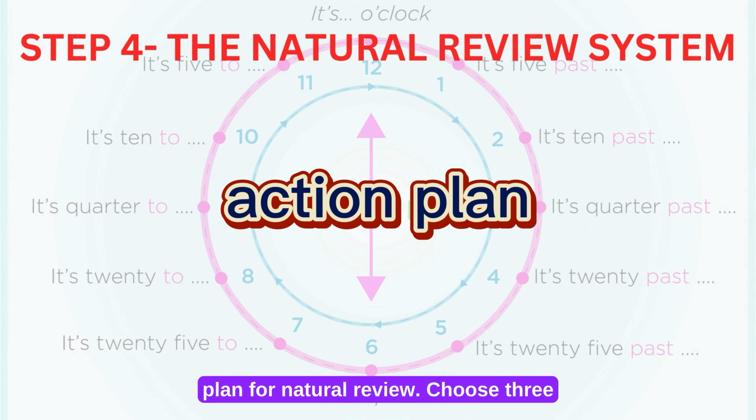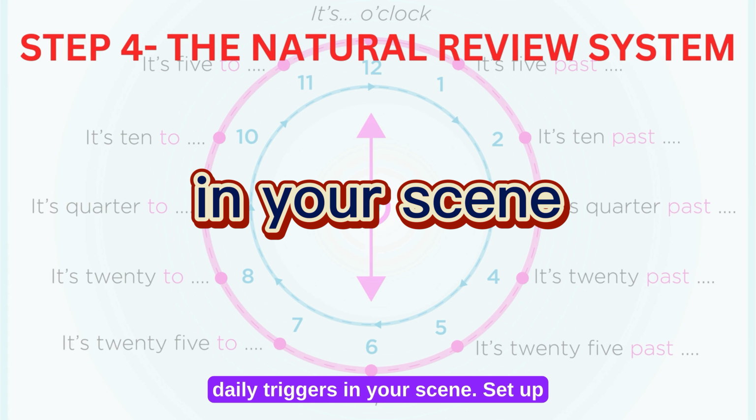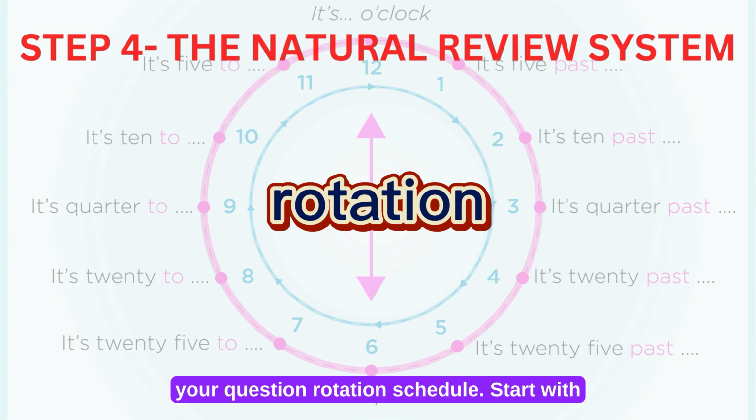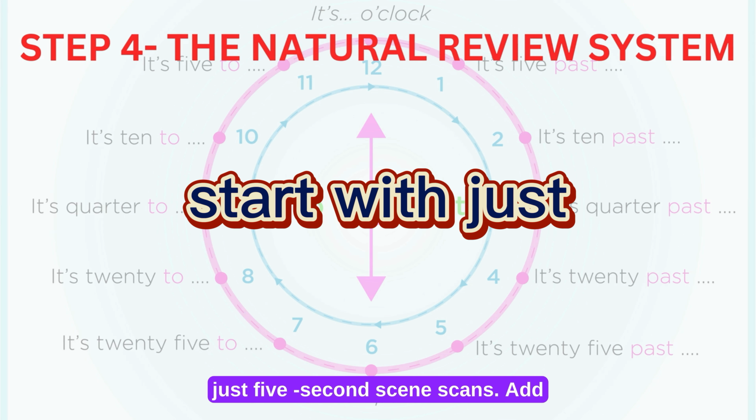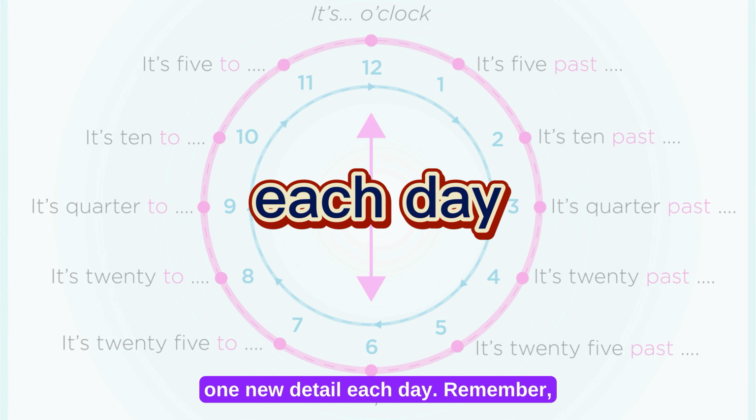Here's your simple action plan for natural review. Choose 3 daily triggers in your scene. Set up your question rotation schedule. Start with just 5-second scene scans. Add 1 new detail each day.